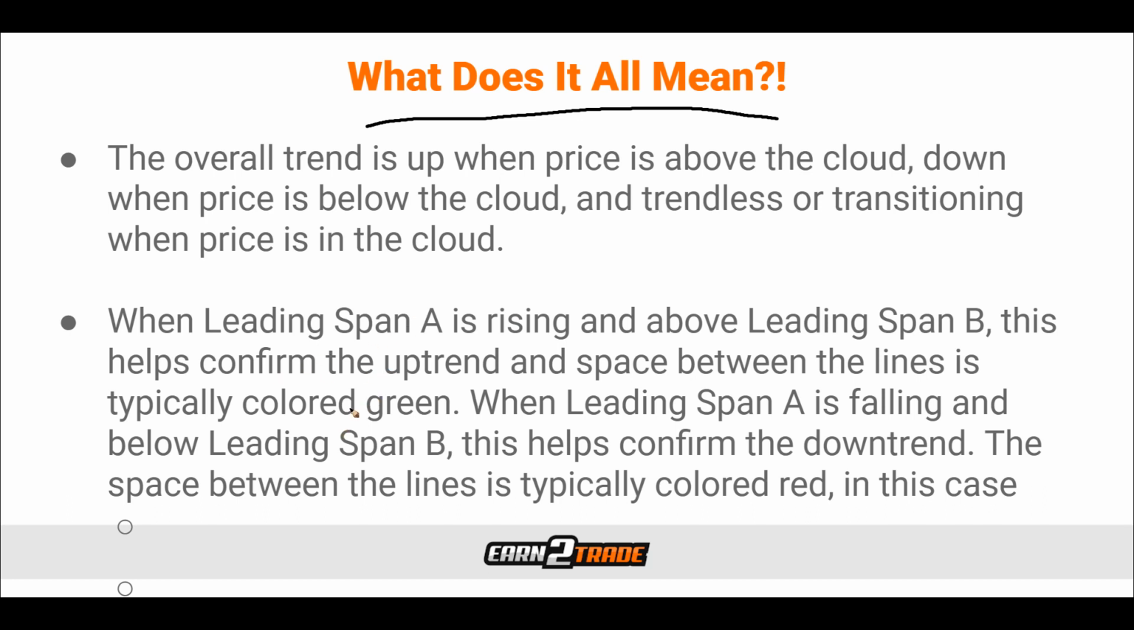and the space between the lines is typically colored green on most indicator platforms out there. Actually, I don't really know of any where it's colored anything but green in this scenario. But it is important to understand why it would be colored green to mark off the bullish scenario. Now, when leading span A is falling and it's below span B, this helps confirm the downtrend. And this space is generally colored red. Once again, I've never seen it colored any other color than some version of red to indicate the bearish nature of this scenario.